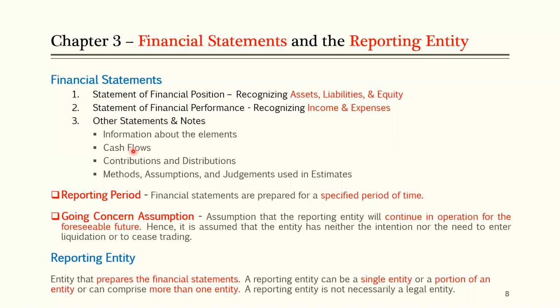Additional information we need to provide about their nature and cash flows. The statement of cash flows, contributions and distributions. This is the statement of changes in equity, and methods, assumptions, and judgments used in estimates. When preparing financial statements, it is based on several judgments and estimates. So we have to use several methods and assumptions in making those estimates. Those things we need to disclose. So all these things come under the financial statements.